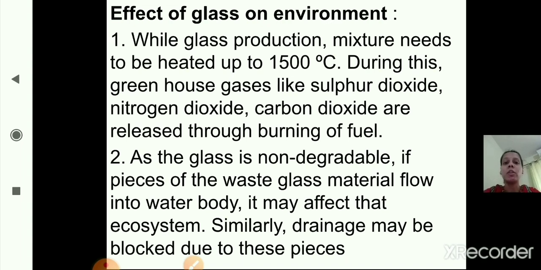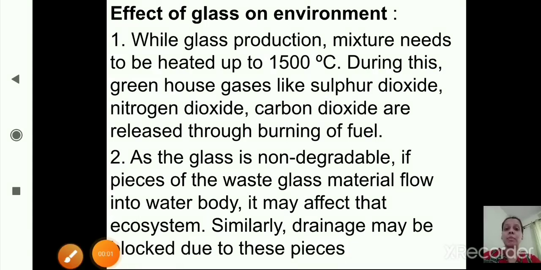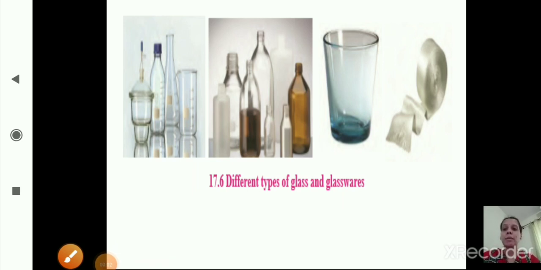So what we have learned today are the different types of glasses and the effect of glass on the environment. Now we will see one picture which shows different types of glass and glassware. This picture shows different types of glass. We have studied the different types of glass and their uses also.